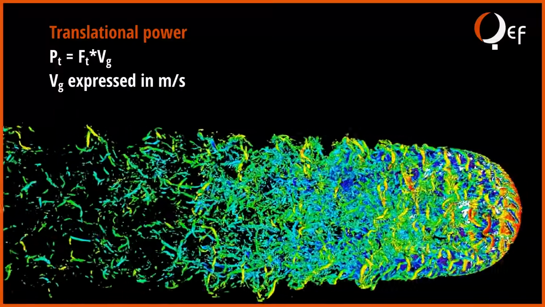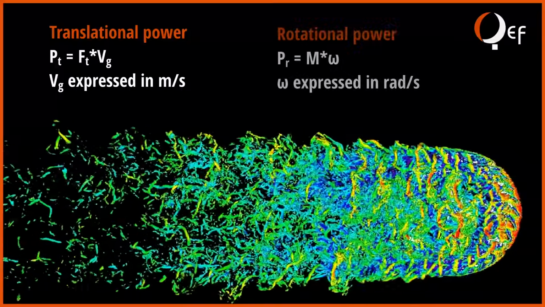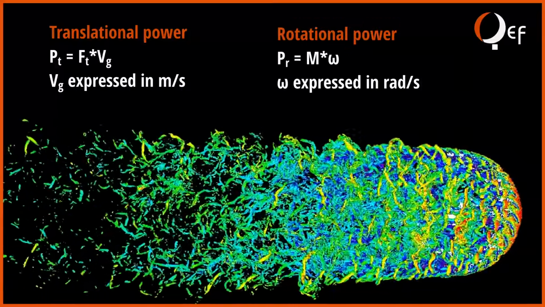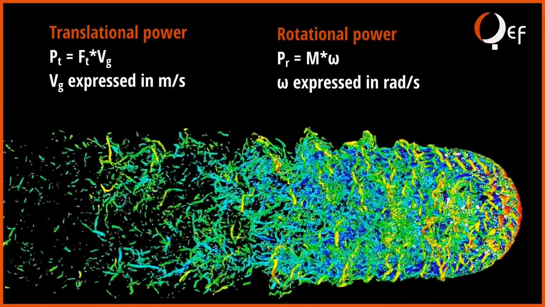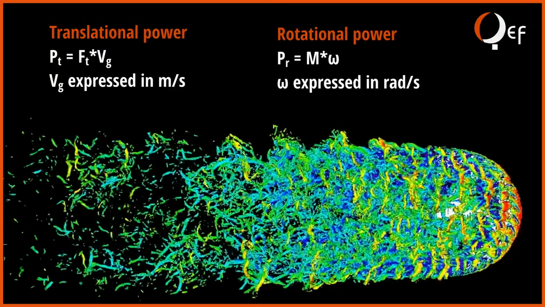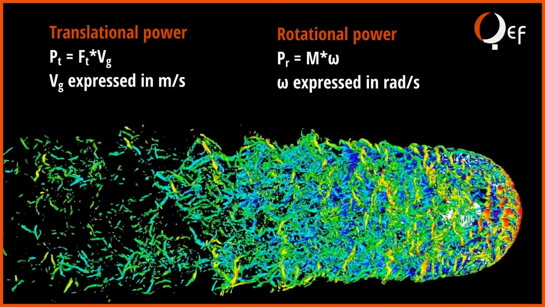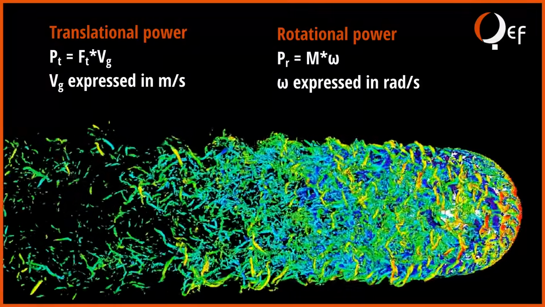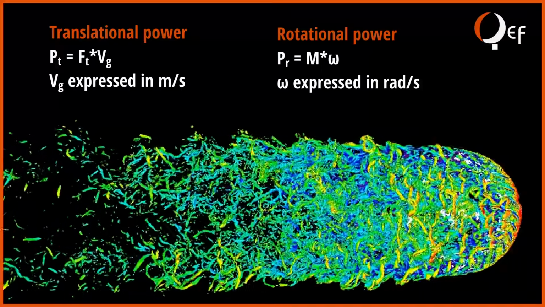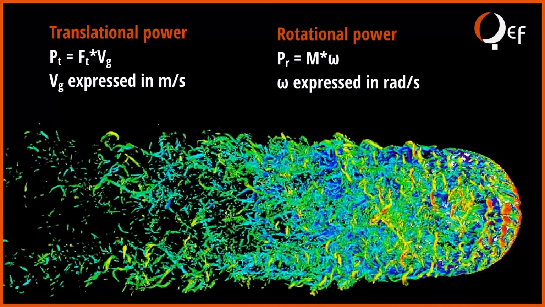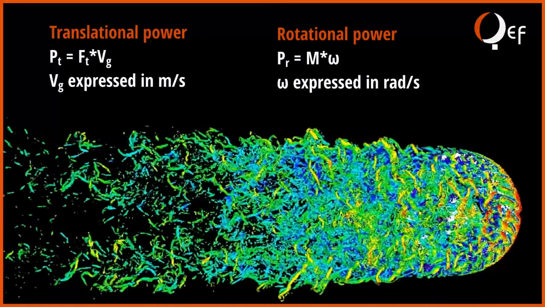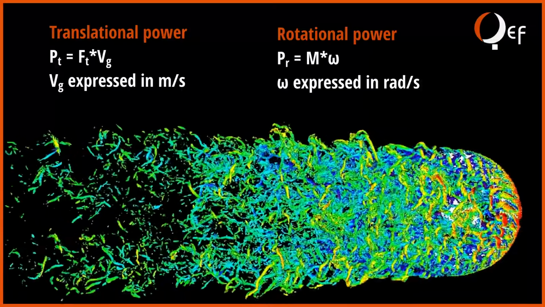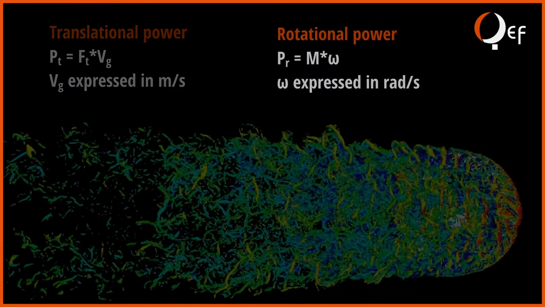The rotor is also exposed to a rotational drag moment, noted as m, which resists its spinning motion. In rotational motion, force is replaced by torque, and linear velocity is replaced by angular velocity, denoted as omega. So the power dissipated due to rotational drag is m times omega.